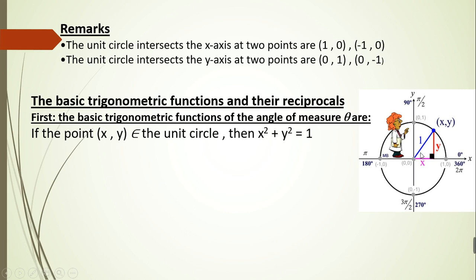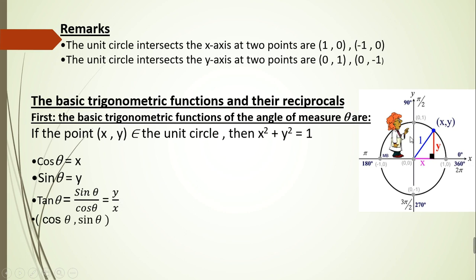If I have an angle theta in the standard position and I want to find its cosine, sine, and tan, we can see that cosine theta equals adjacent over hypotenuse, which is x. Sine theta equals opposite over hypotenuse, which is y. And tan theta equals sine theta over cosine theta, which is y over x. So if I have an ordered pair x and y, the first projection gives me cosine theta, and the second projection gives me sine theta.